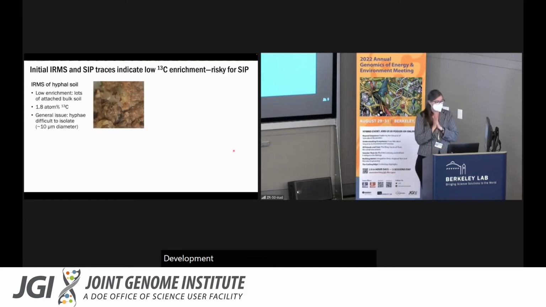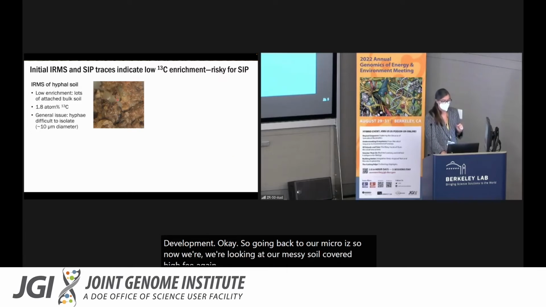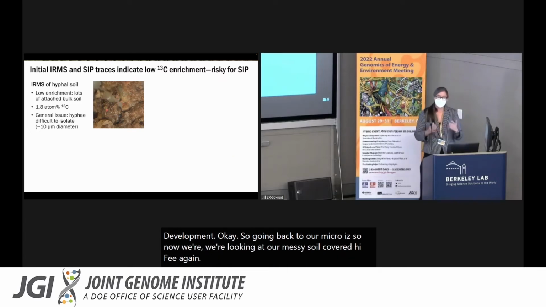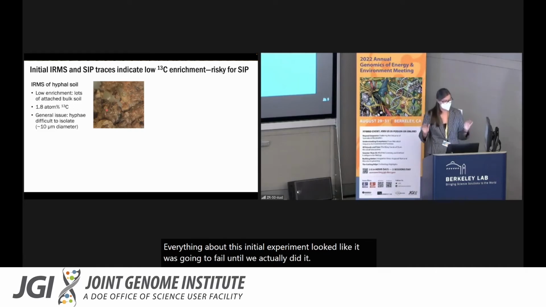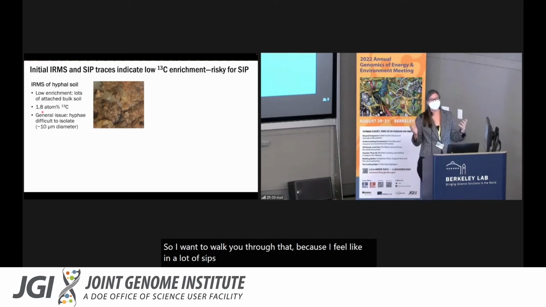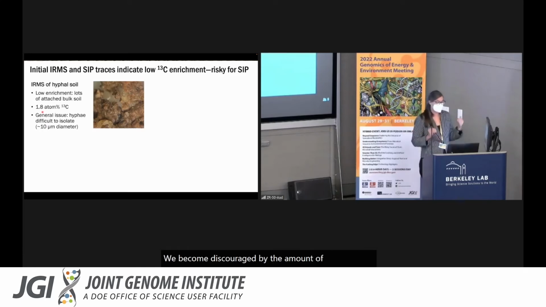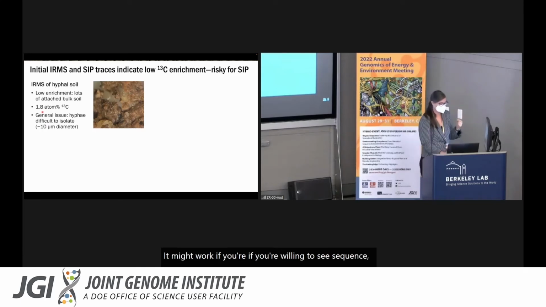Okay, so going back to our mycorrhizae. Now we're looking at our messy soil-covered hyphae again. Everything about this initial experiment looked like it was going to fail until we actually did it. I want to walk you through that, because in a lot of SIP studies, we become discouraged by the amount of enrichment. But it's possible it might work if you're willing to sequence many, many fractions across your gradient.